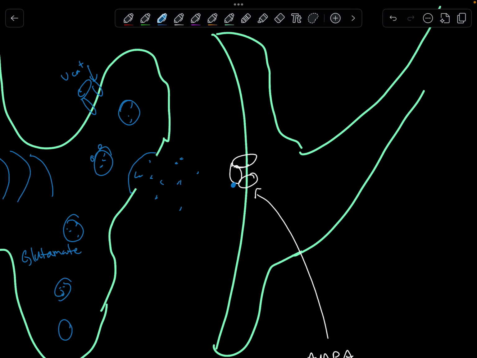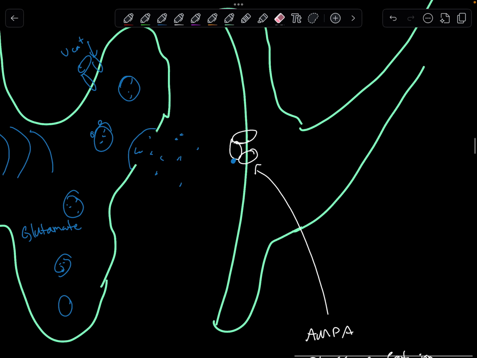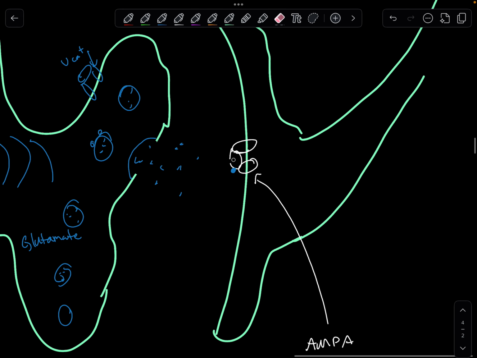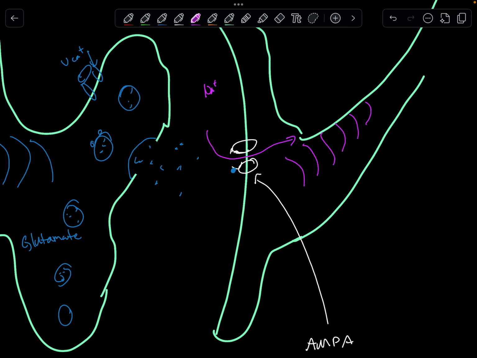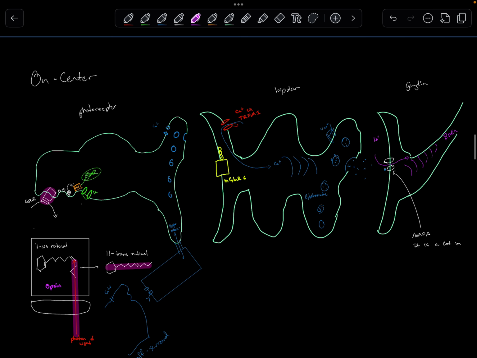Glutamate will then bind to AMPA, which is a cation channel, or just a sodium channel. Okay, which then allows for the influx of sodium, creating an action potential to the brain. Okay, that's with light. Hopefully you followed. If not, that's fine.